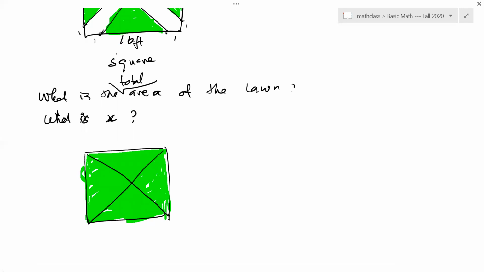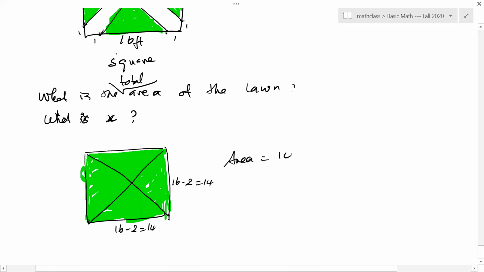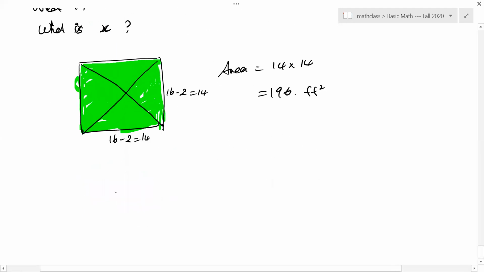That square, each side, is going to be 16 minus 2, which is 14. That's also 16 minus 2, which is 14. So the area is going to be 14 times 14. It's 196 square feet. That's easy, right? Those four triangles can slide together to form a square. That's easy, but if I showed it to you, I'm not sure you could figure it out. But we still have a question left.